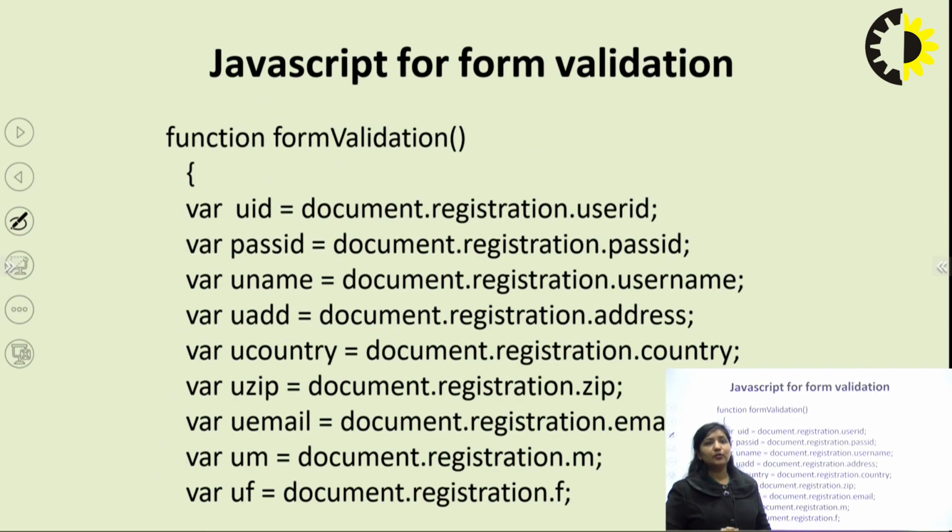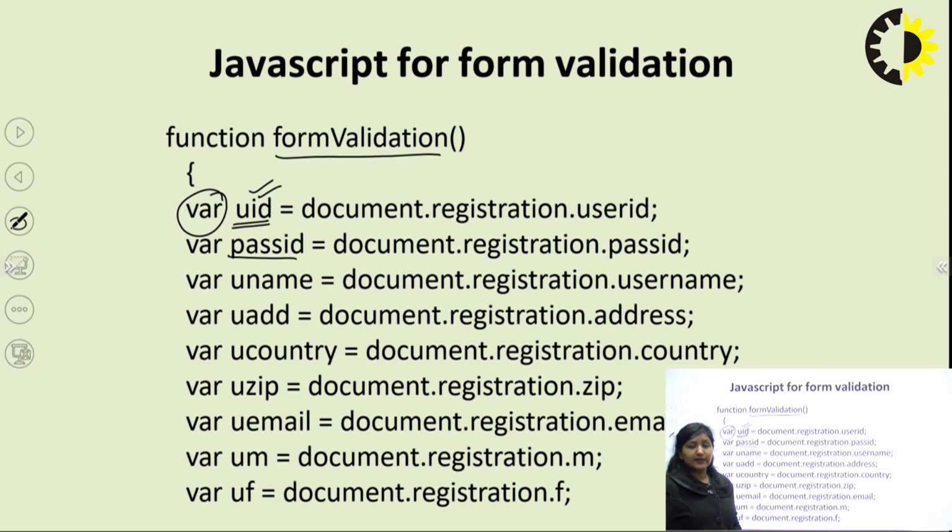Now let's see what will happen in the form validation function. The function name was form validation, as we have seen. We have a variable, suppose its name is UID. UID stands for user ID. What we are doing over here is collecting all the values from those text boxes into variables like UID, pass ID and all.